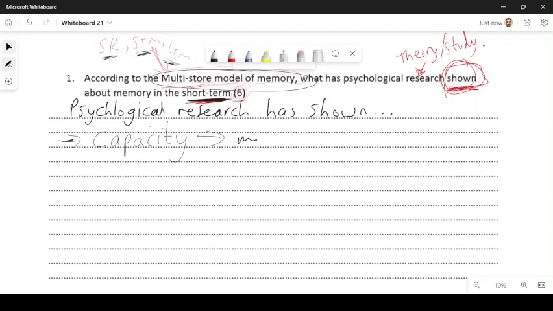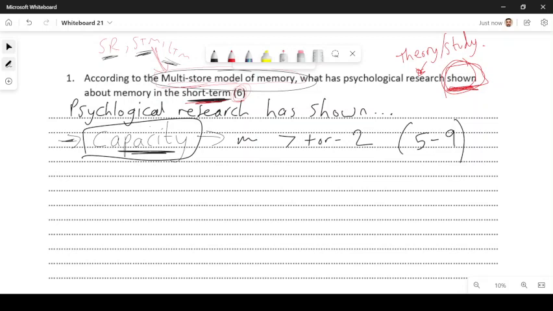Okay, so the capacity of the short term can hold. So you want to be saying, it argues that the amount of information that can be held is 7 plus or minus 2, which is essentially, as we always say, 5 to 9 items. Okay, so you drop it in there as well a little bit, like I know what capacity means. Now, at this point, it does say psychological research, so yeah, you could make reference to a study. You could talk about Miller at this moment with his 7 plus or minus 2.